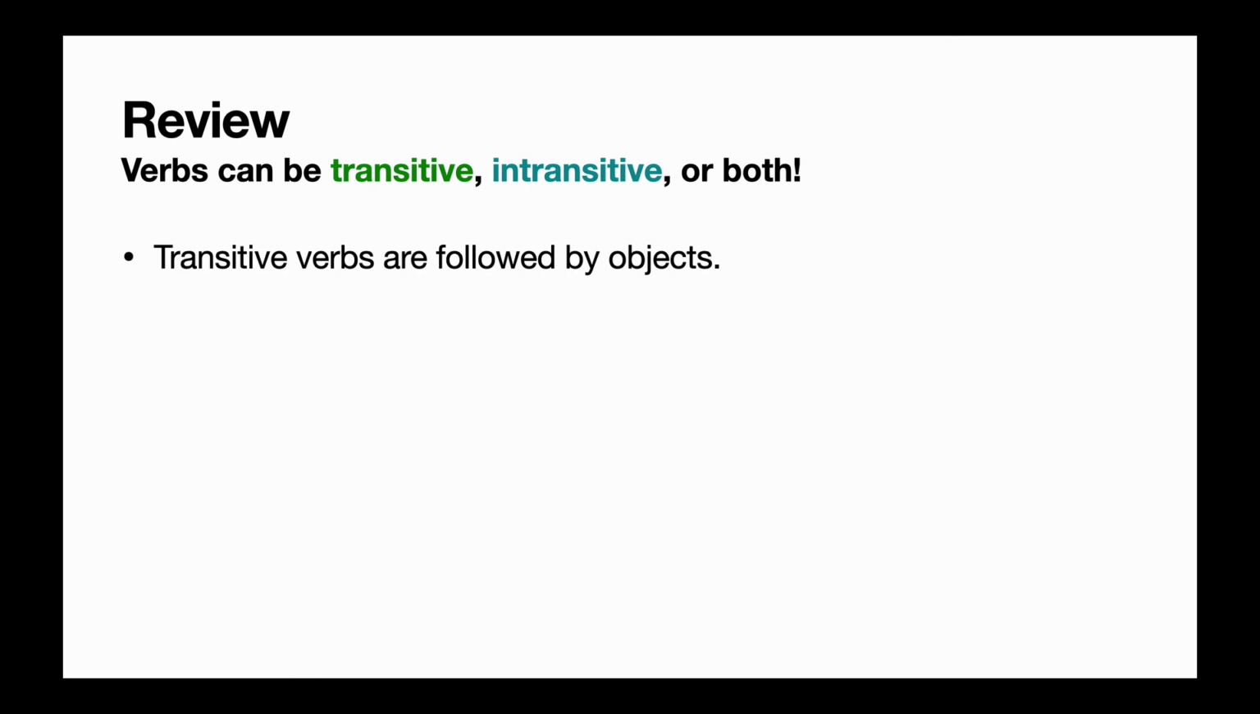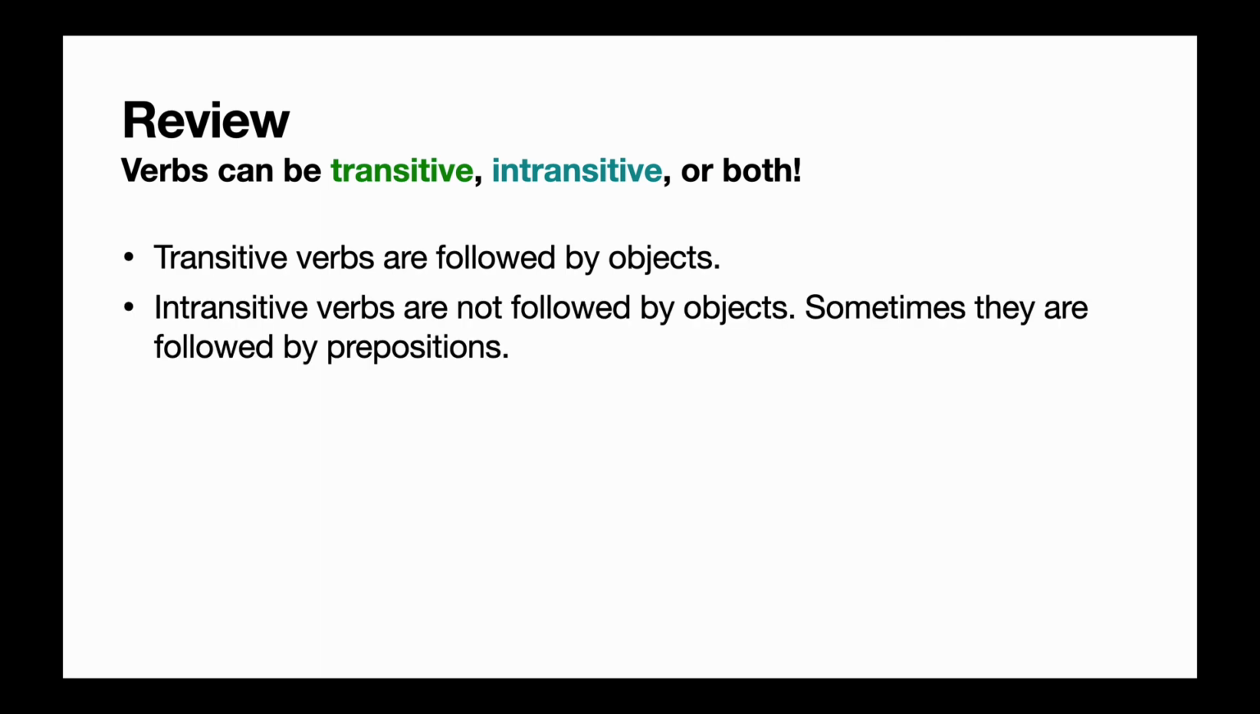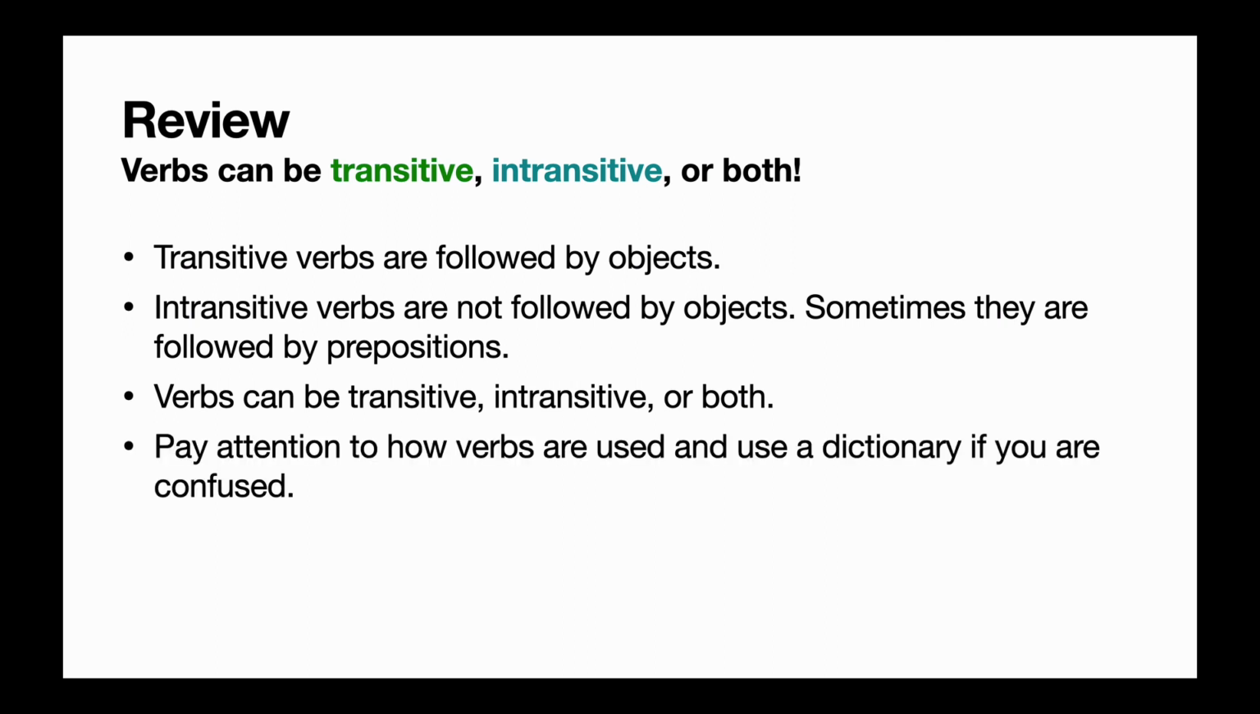Okay, so to review, we've got verbs, and they can be transitive, intransitive, or both. Transitive verbs are followed by objects. Intransitive verbs are not followed by objects, and sometimes they're followed by prepositions. And to know whether they are transitive or intransitive, you have to pay attention to the verbs and use a dictionary. Okay, so that was a quick introduction to transitive and intransitive verbs. This will become important later when we learn how to make the passive voice and other types of verb tenses.